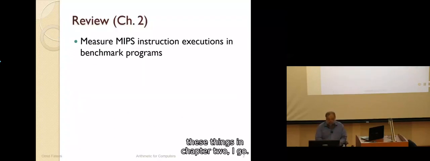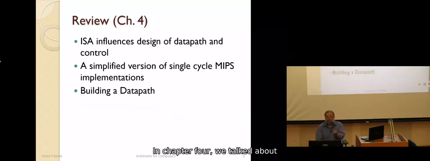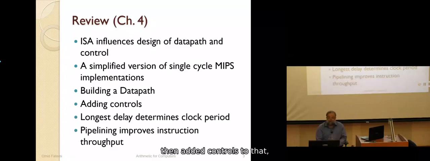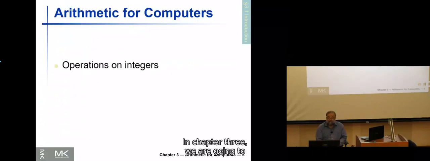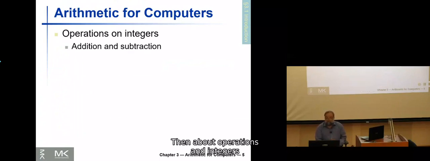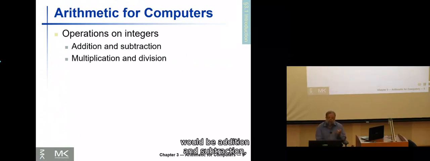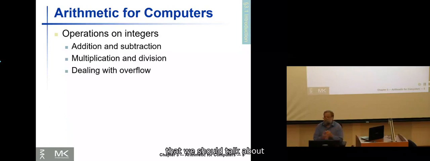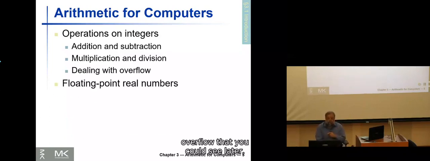In chapter 4, we talked about the instruction set, and we built a data path, then added controls to that, and then talked about pipelining. In chapter 3, we are going to talk about operations on integers, then about addition. Operations on integers would be addition and subtraction, multiplication and division. We will talk about these 4 operations. And we should talk about overflow that you could see later. Then we will talk about floating point.